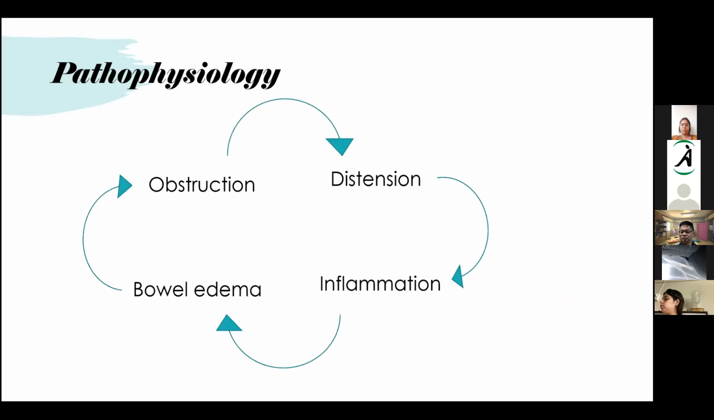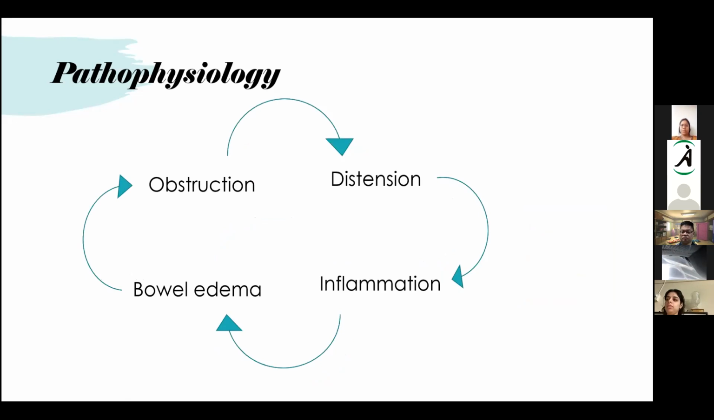After some time, this obstruction is not going away, and the distension is again happening. So the bowel keeps on distending and distending. Contents get accumulated and accumulated. What happens is there will be local inflammation of the bowel. Local inflammation of the bowel will cause edema. Whenever there is inflammation, you know that there will be edema. So there will be bowel edema.